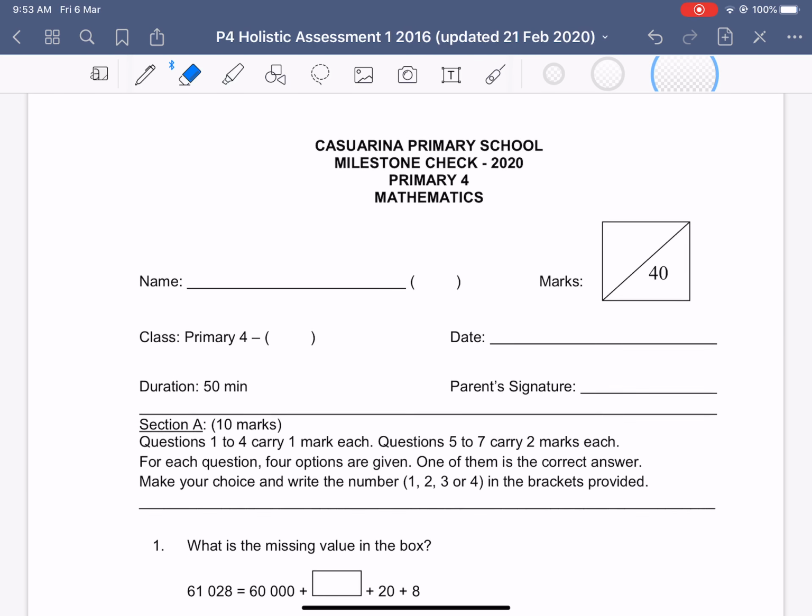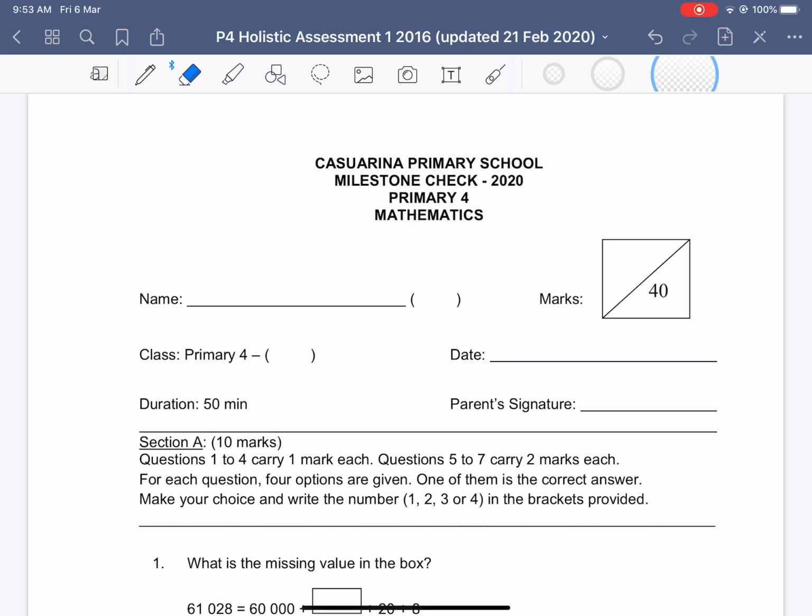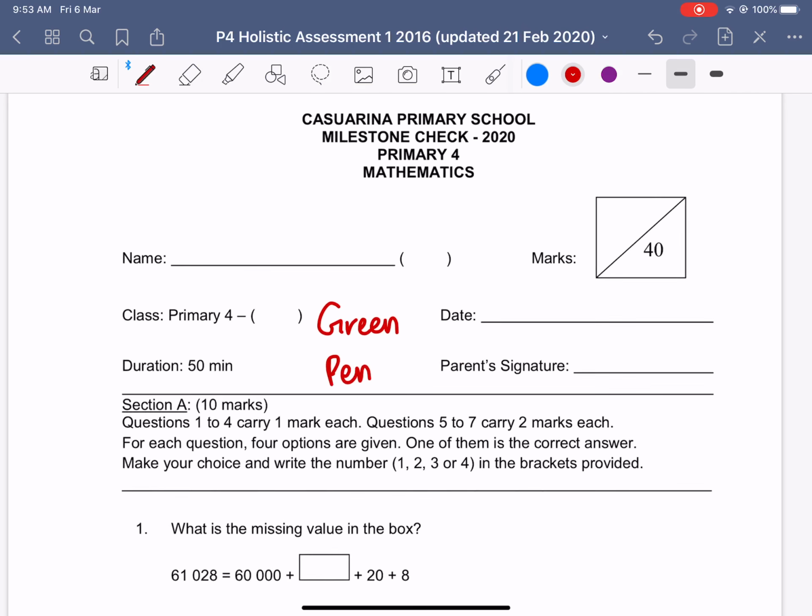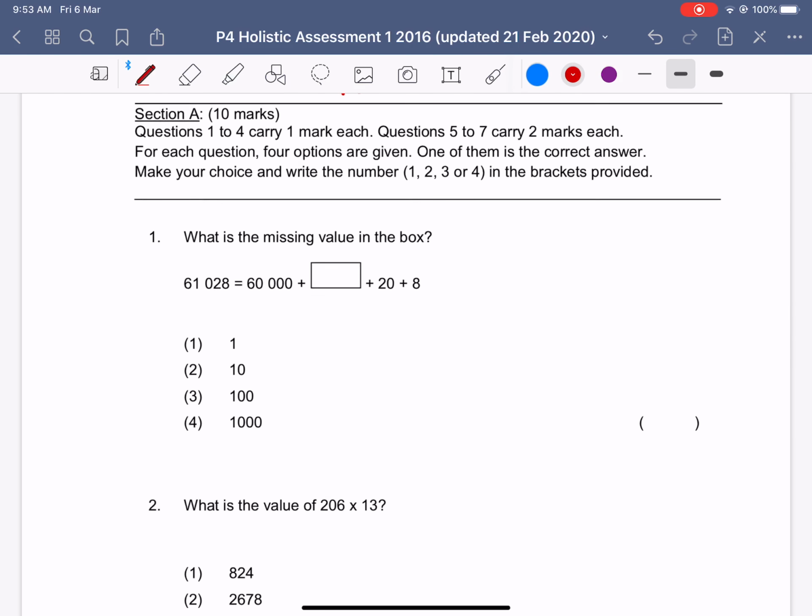Okay, this video is about going through your milestone check test corrections. So have your green pen ready and only do corrections on those questions that you have gotten wrong. Okay, follow exactly whatever is written on the screen. You will also write it on your paper.